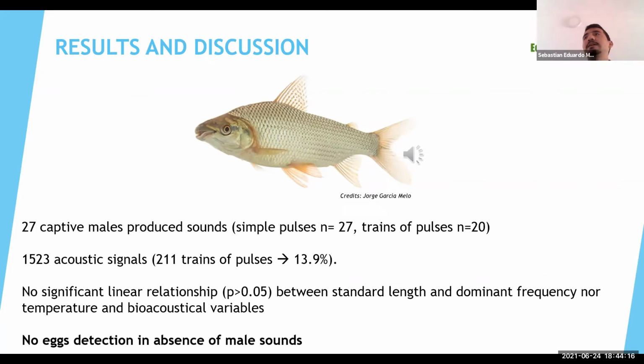We find no linear relationship between standard length and dominant frequency, which is very surprising, because normally we expect that a larger animal have a lower dominant frequency, but in other studies in Brazil, they found that for Procilodontids, this kind of family of fishes, have similar results in relation with the standard length. Also, we have no relationship with temperature and acoustic variables.